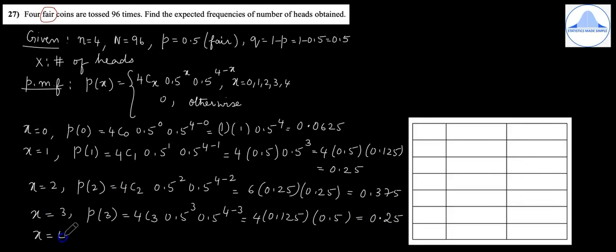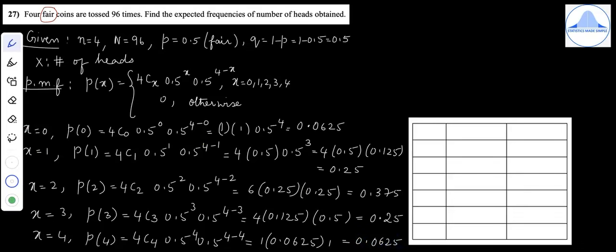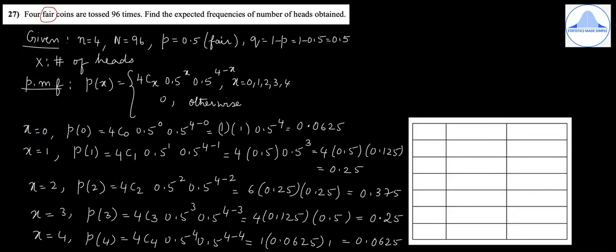And then last, when x is equal to 4, P of 4 is equal to 4C4, 0.5 to the power 4, 0.5 to the power 4 minus 4. So 4C4 is 1, 0.5 to the power 4 is 0.0625, and here you'll get 0.5 to the power 0, which is 1, so 0.0625.